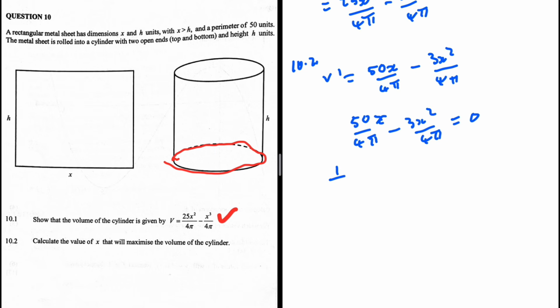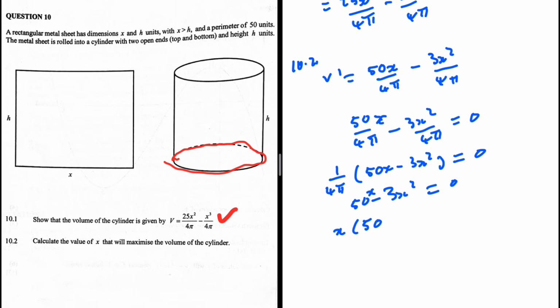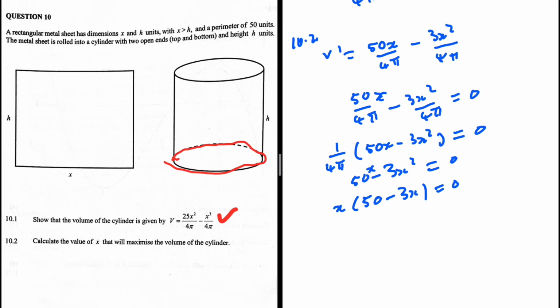This is equals to 0. So we can take 1 over 4 pi as a common factor. If we do that, we're going to be left with 50x minus 3x squared. That is going to be equals to 0. If we divide both sides by 1 over 4 pi, we're left with 50x minus 3x squared being equals to 0. And then when we take x as a common factor, 50 minus 3x is equals to 0. So x is equals to 0, or x is equals to 50 over 3.